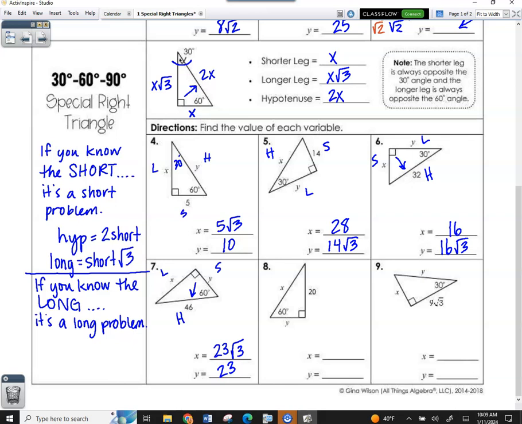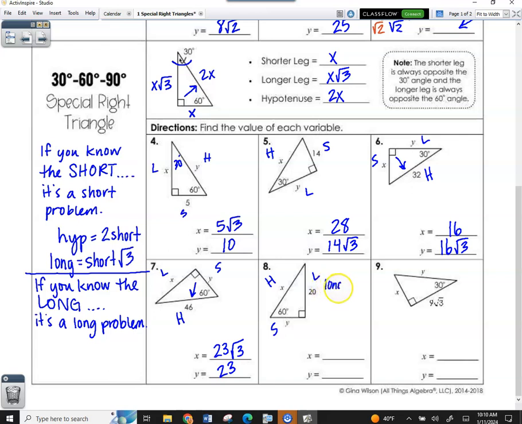Okay, now let's do the ugly one. And it's only ugly because of what you saw in number 3. It's the exact same steps involved. Okay, so looking at 8, labeling it, here's my hypotenuse, here's my long, here's my short. If you only know the long, it's a longer problem, okay? I know the long is 20. You need to, until you get used to it, set it up as an equation.